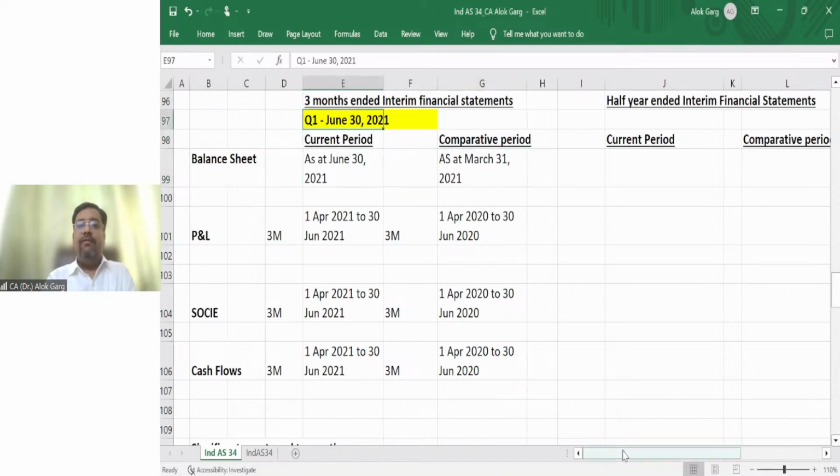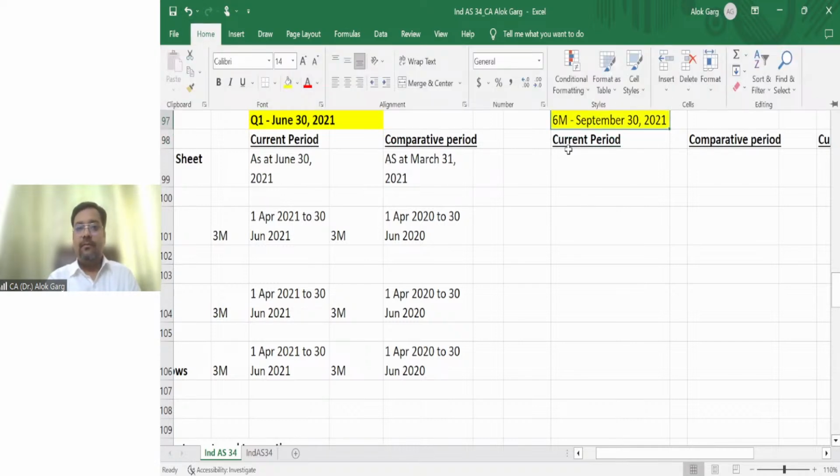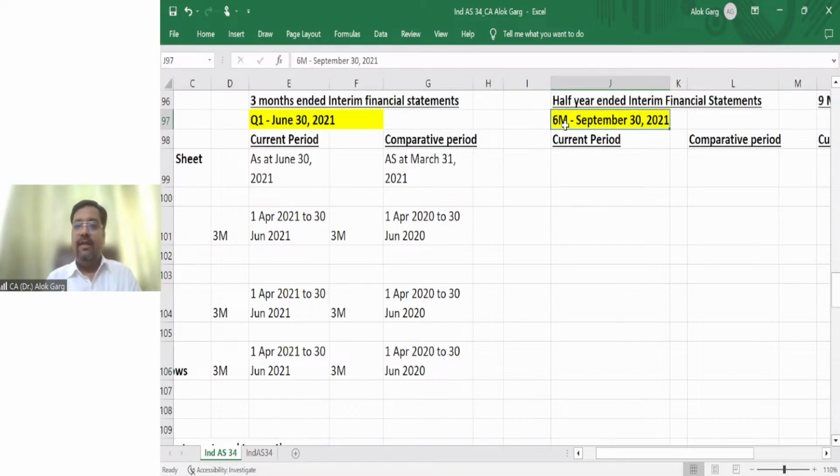Now, if the company is preparing the financial statement for half year, which is 6 months ended September 30, 2021, in that case, what will be the comparative? What will be the current period and comparative period?